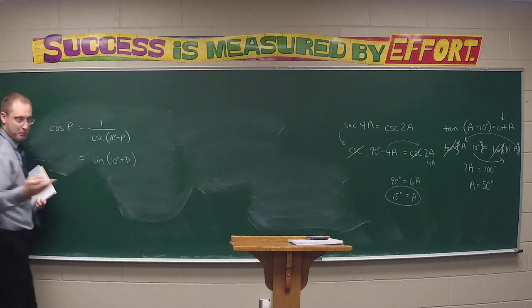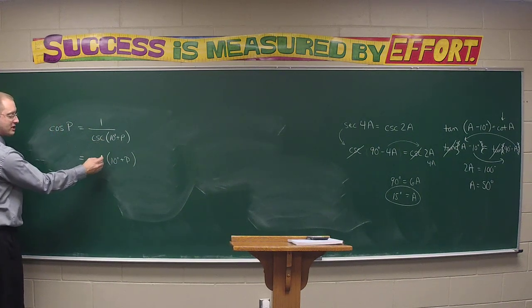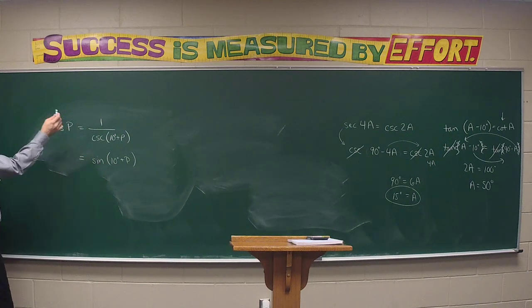The sine of 10 plus p, right? This is just a straight up reciprocal. But since I'm changing this to the sine, I should probably try to change this to the sine also, so the trig functions will match. How do I change cosine into sine? Not reciprocal. 90 minus. We call that the cofunction. Remember, co means complementary, the complementary function.